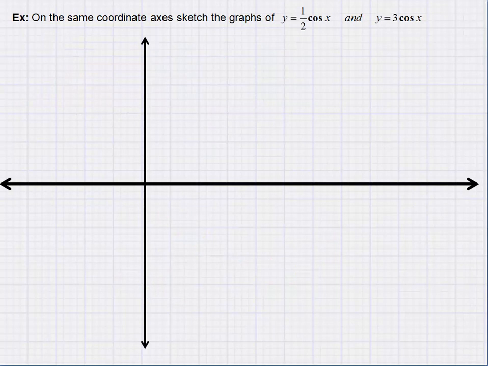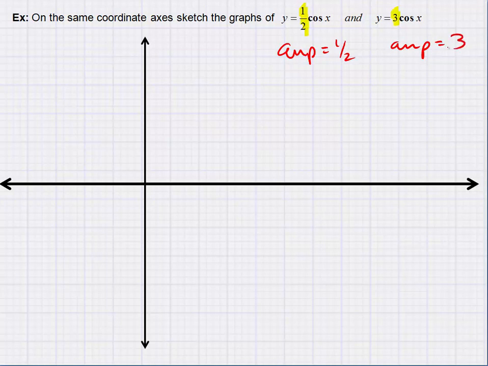Alright, how about these two? I want to sketch these two graphs on the same plane so you can see the relationship between them. If you look at it, this one has a 1/2 in front, this one has a 3. So the amplitude for the first one is going to be 1/2, and the amplitude for the second one is going to be 3.